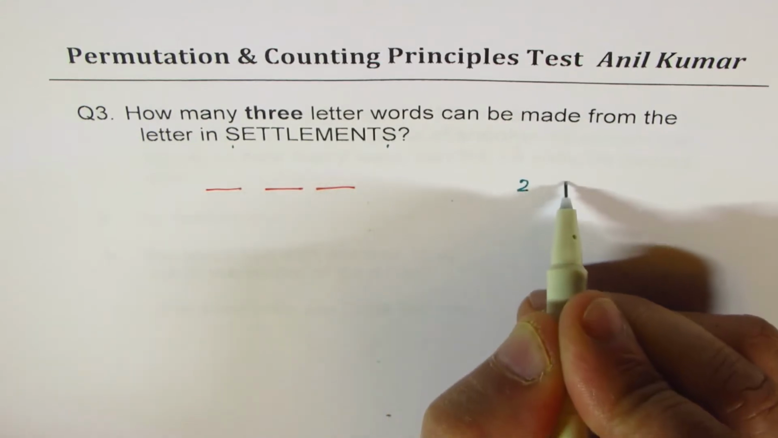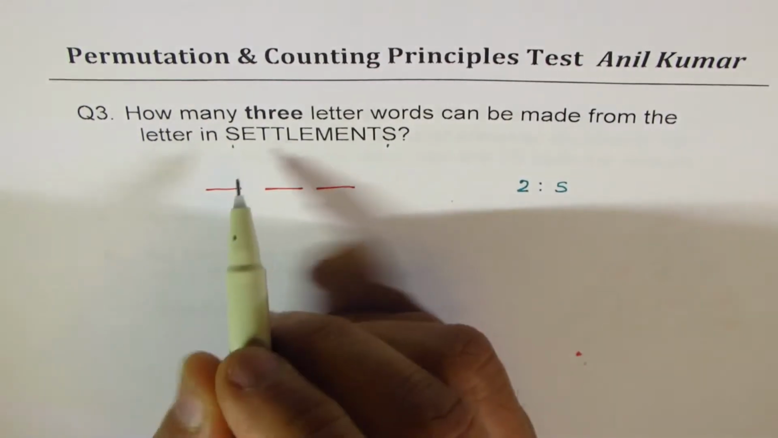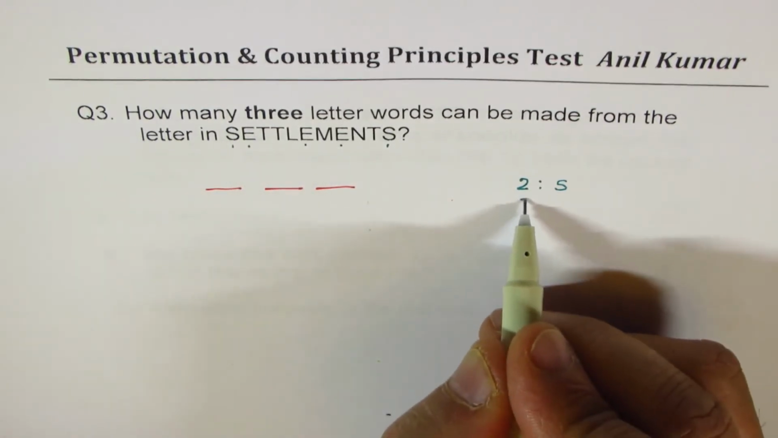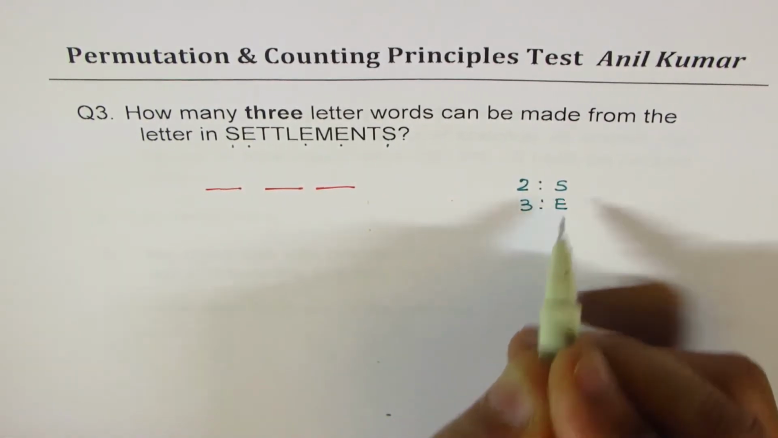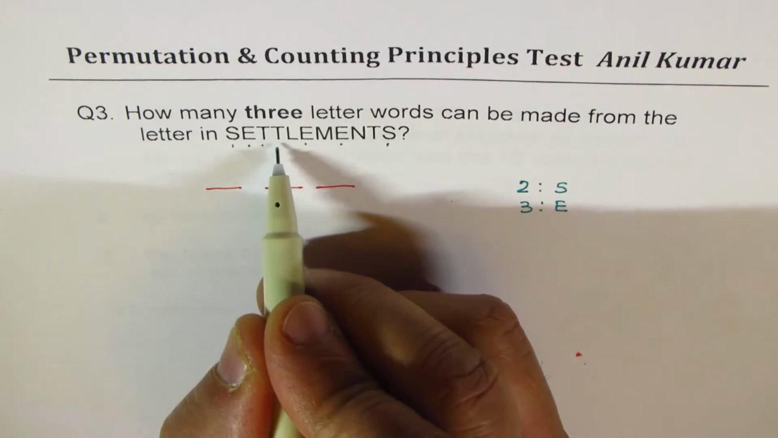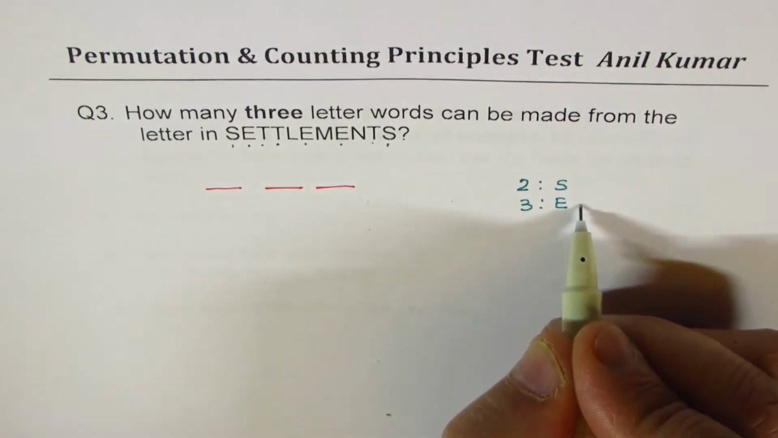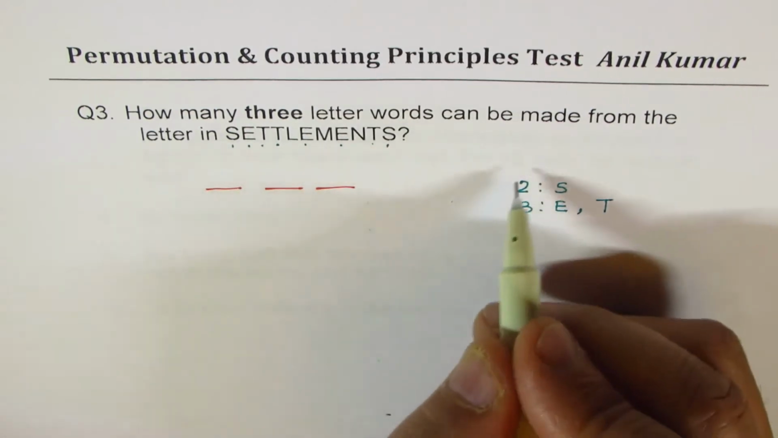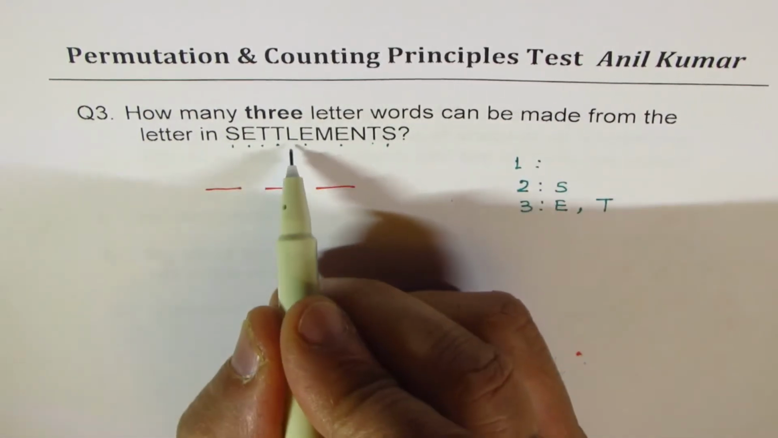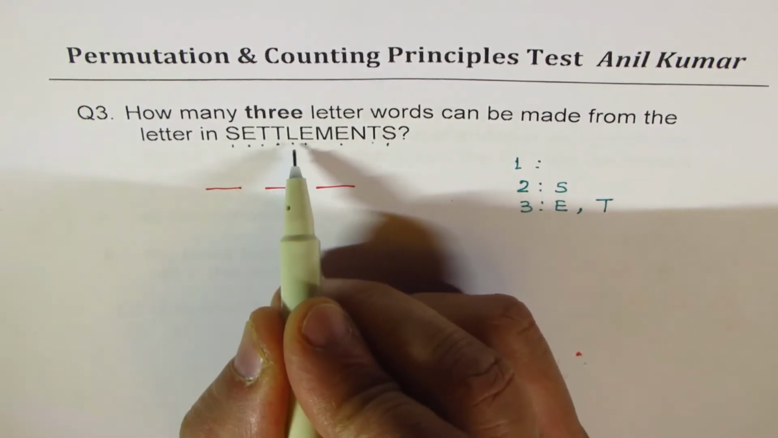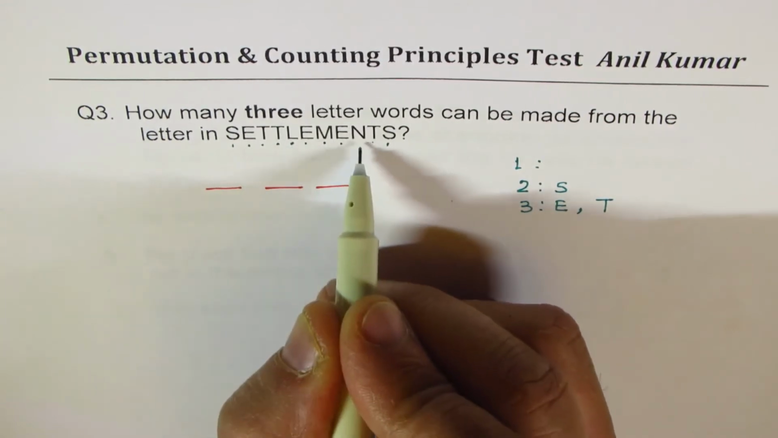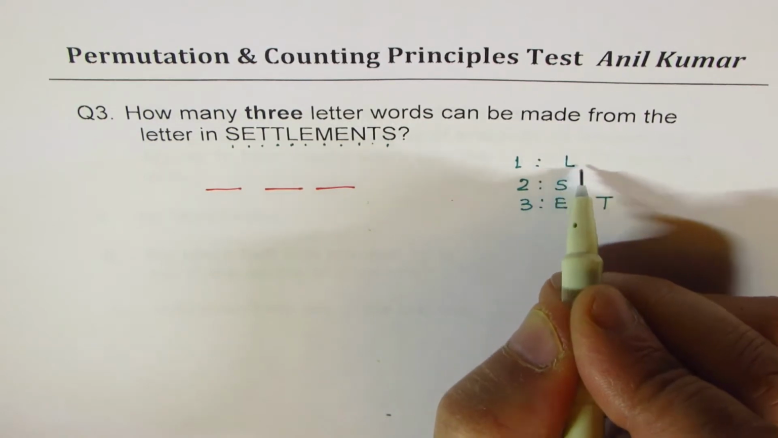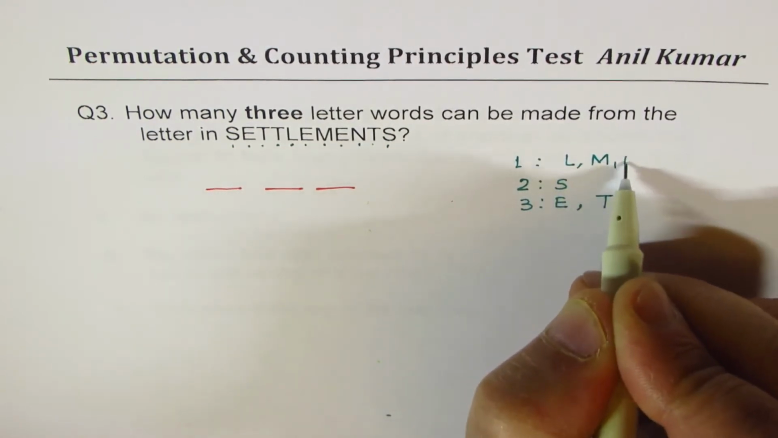Let's write 2S. How many E's do we have? 1, 2, and 3. So we have 3 E's. T: 1, 2, and 3. So 3 T's also. The rest of the letters are all single. So we'll say 1 for L, that is 1, 2, 3. So these 3 letters are single, which are L, M, and N.